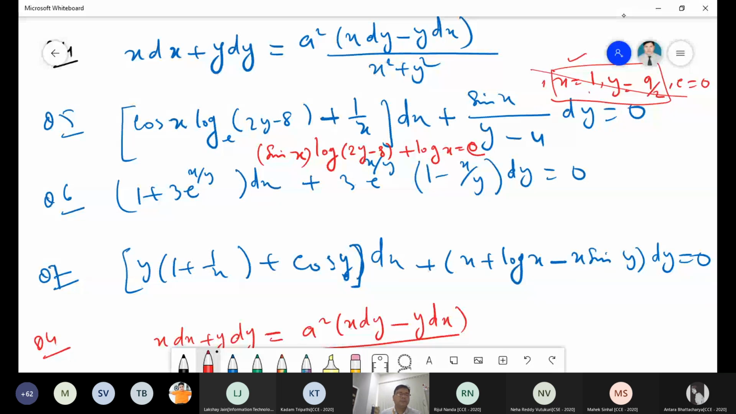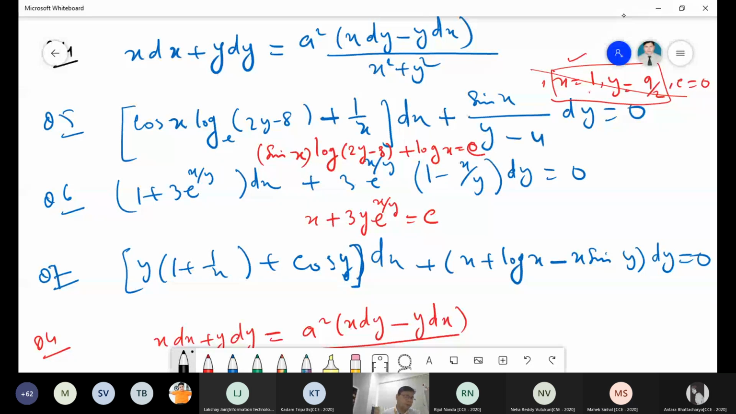Question number 6. So question number 5, have you got the answer? Yes, sir. Question number 6, 1 plus 3x by y dx plus 3 to power x by y, 1 minus x by y. Okay, so the answer is very simple. It is one of the simple questions. x plus 3y e to power x by y equals c. Is it correct? Yes, sir.